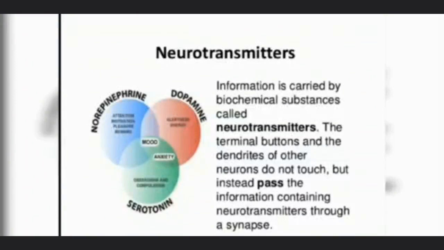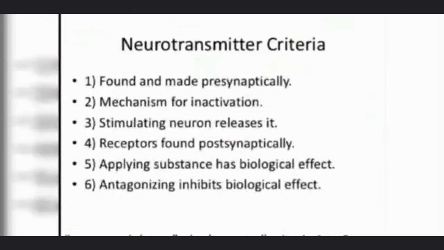Neurotransmitters are the chemical substances which carry the information through a synapse. They should have some criteria. They should be prepared presynaptically. They should have some mechanism for inactivation, and they need some stimulus for their release at the nerve terminal. They should have some receptors on the postsynaptic membrane, and applying the substance has a biological effect and also antagonizing it inhibits the biological effects.